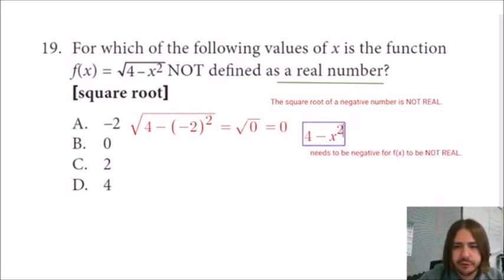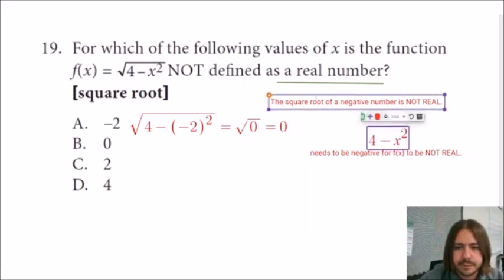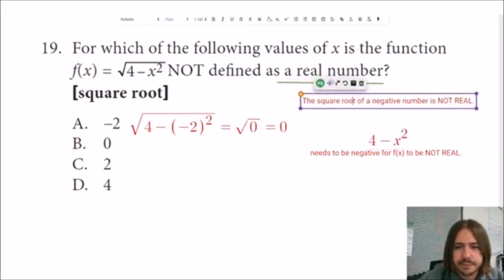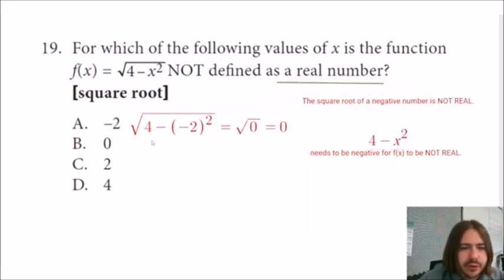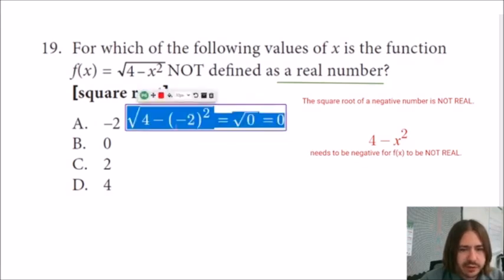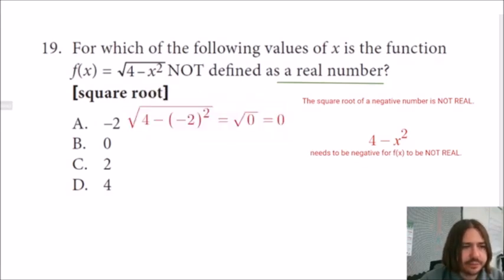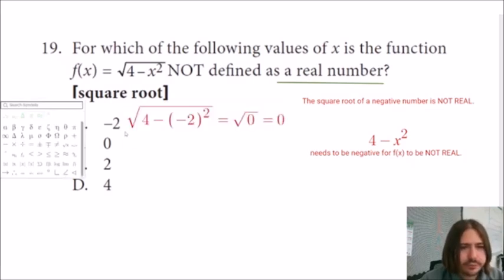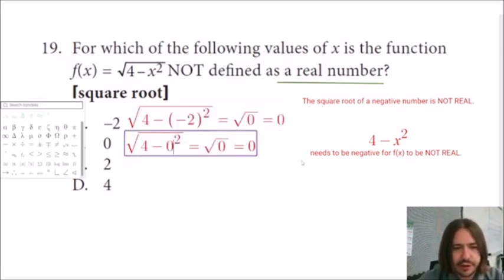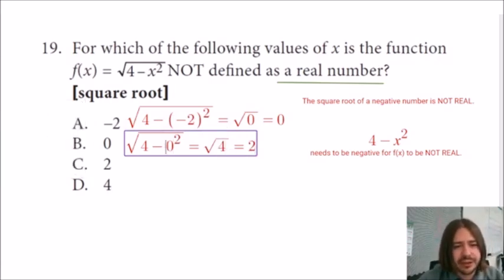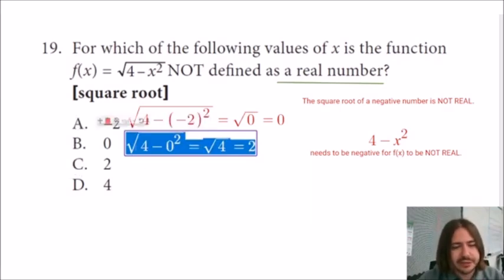I'm going to move this over a little bit here for you. Okay, so there we go. B, if we plug in 0, see what happens. If I plug in 0 instead of -2, well, 0 squared is just 0, and 4 minus 0 is 4, and the square root of 4 is 2. So 2 is a number on the number line, so that one would be real also. That's not the answer choice we're looking for here.